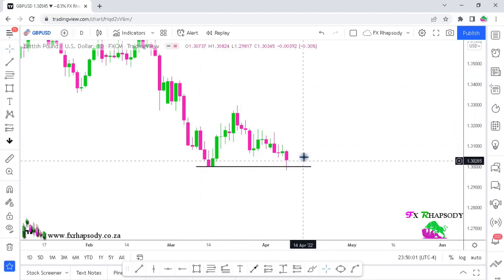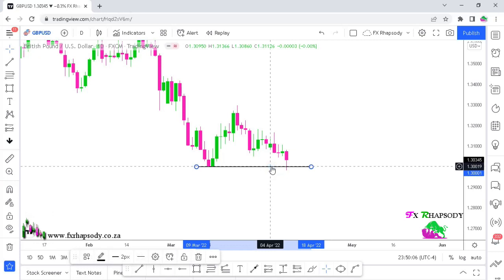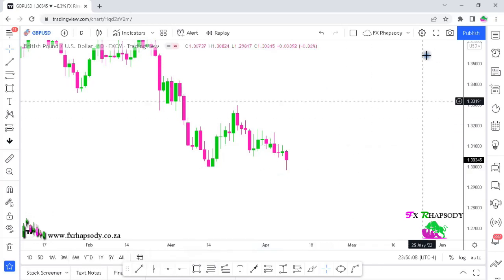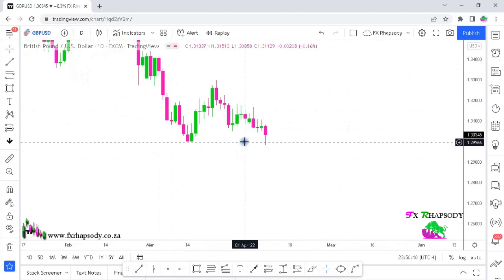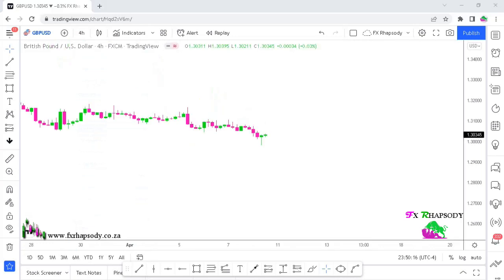And will this be the turning point in the British pound, moving up to the upside? This is going to be key. We're going to be watching that area, especially over the next week, on a 4-hour time frame. Let's see what it does.